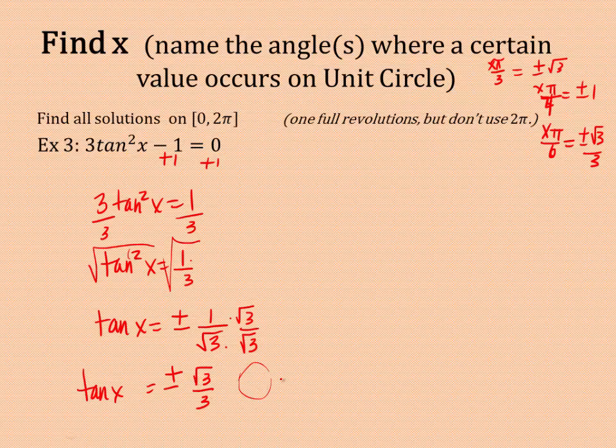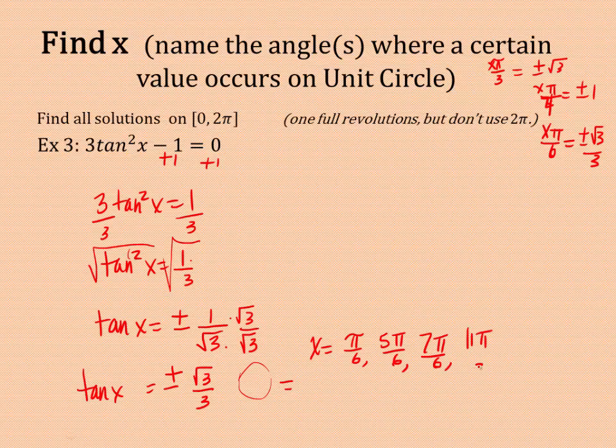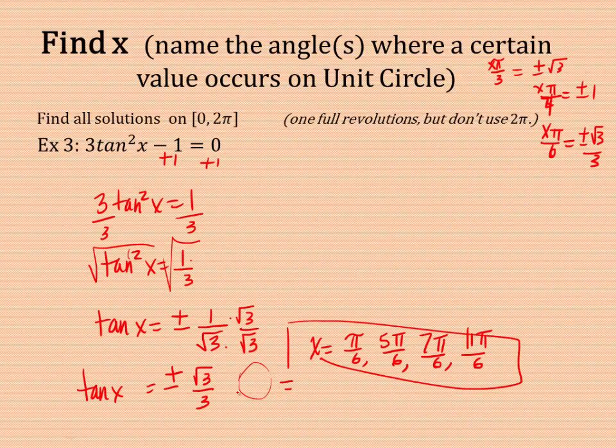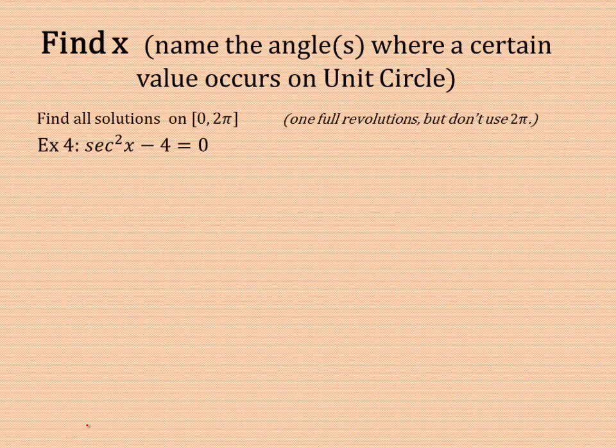And I can go all the way around the unit circle because it's positive and negative ones, so it's all of them basically. So x would be pi over 6. Quadrant 2 would be 5 pi over 6. Quadrant 3 is 7 pi over 6. 4 is 11 pi over 6. So there's 4 solutions to this, okay? Anytime you have a positive or negative, you're going to have at least 4 solutions, right? Let's try another one. Secant squared x minus 4, all right?